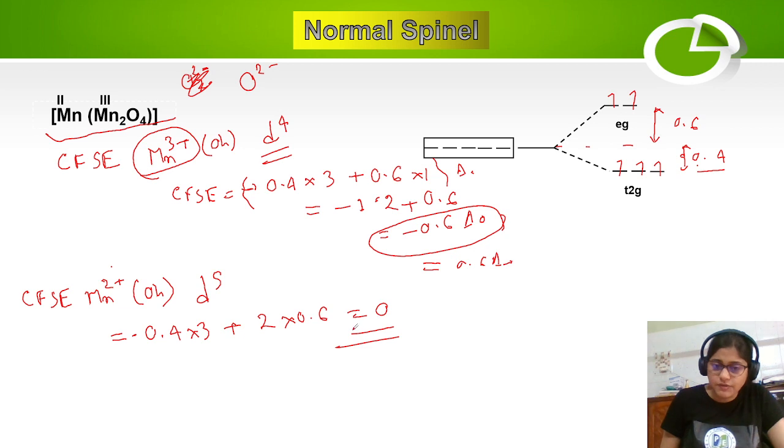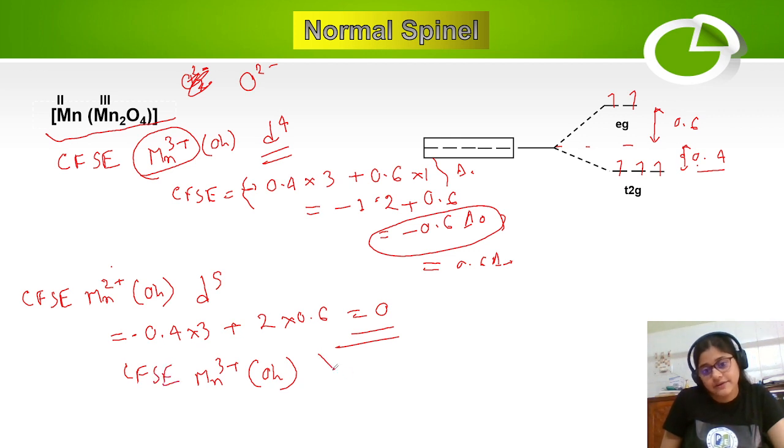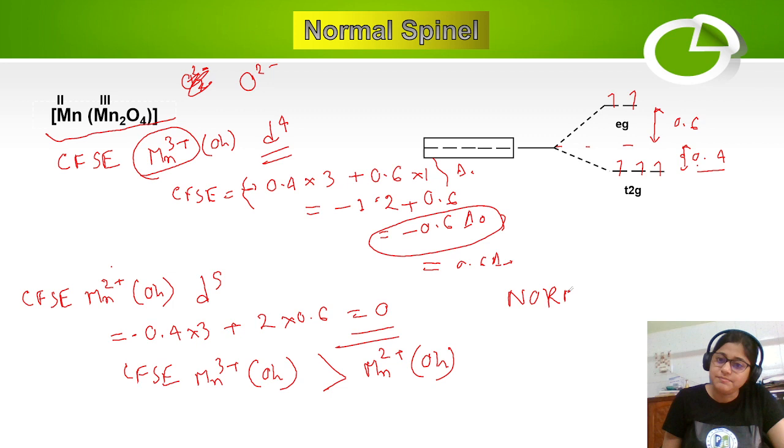So this is obviously less than this. So CFSE of Mn3+ in octahedral field is greater than Mn2+ in octahedral field. So it will obviously be a normal spinel. This is an example of normal spinel.